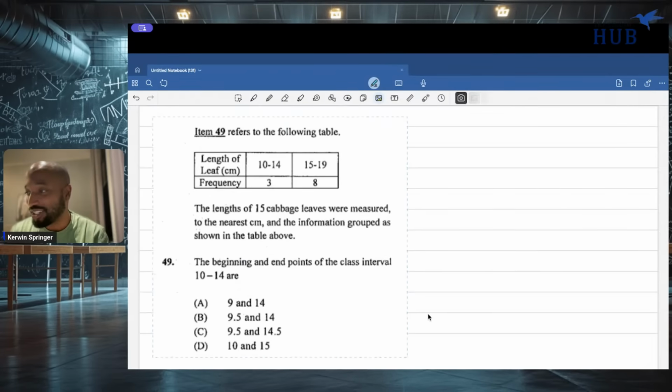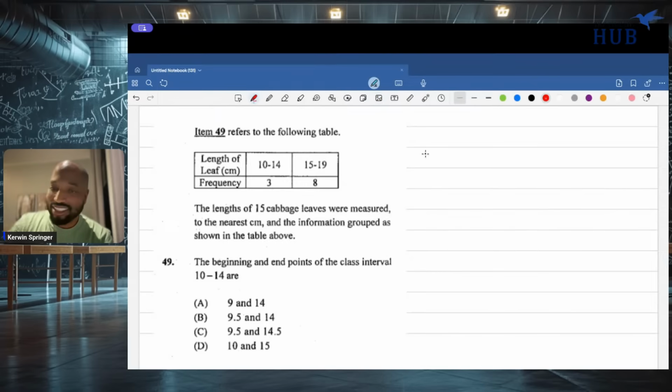That is AdMaths, trigonometry. That is the Achilles heel of the average math student. The beginning and the end points of the class interval, 10 to 14, are 9.5 and 14.5. But let's just make sure. Yes, 14.5 and 9.5. What do I want? The end points of the class interval. Oh, crap.